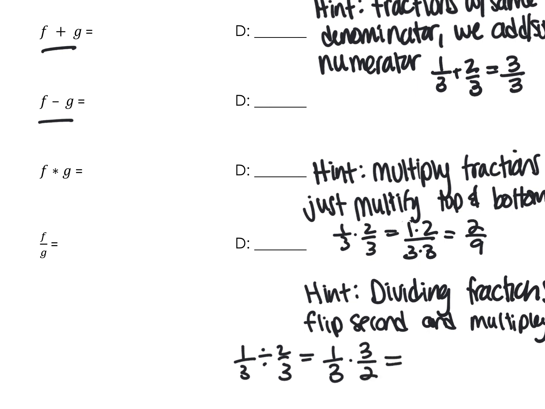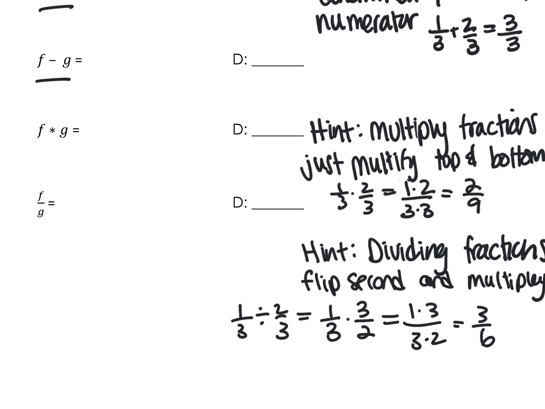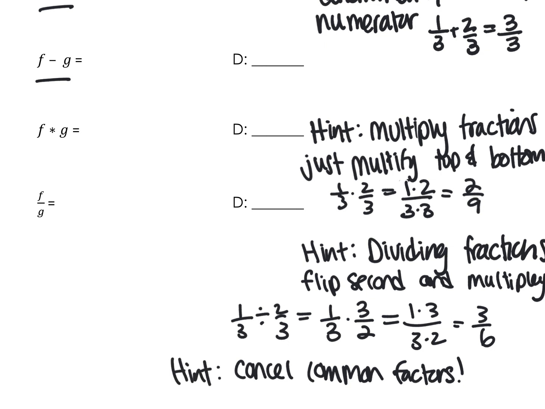Remember to multiply across, I multiply the tops. So 1 times 3 and 3 times 2. And that would, in this case, be 3 over 6. And for this one, I would say one more hint is to see if you can cancel any common factors in the top and bottom. This one's a tricky one. So try it and feel free to ask if you're stuck.